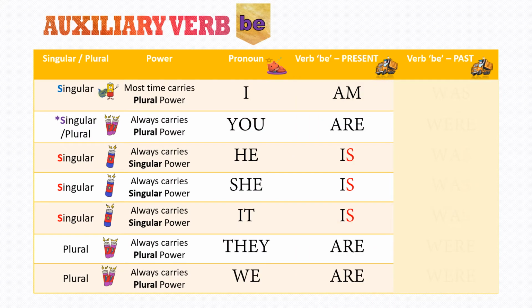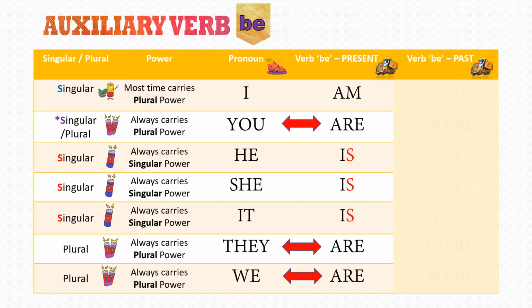Let's look at the fourth column. These be verbs are in the present tense. How many pronouns go with the verb am? That's right. Only pronoun I can be used with the verb am. That's because I is a special pronoun. You, they, and we use are because they are plural pronouns and carry plural power.